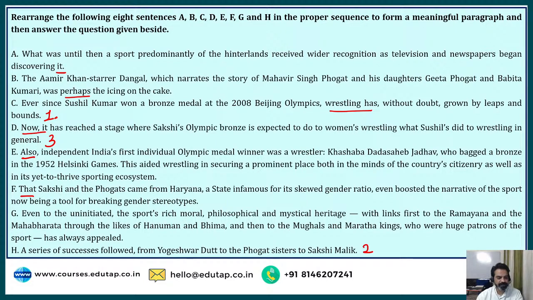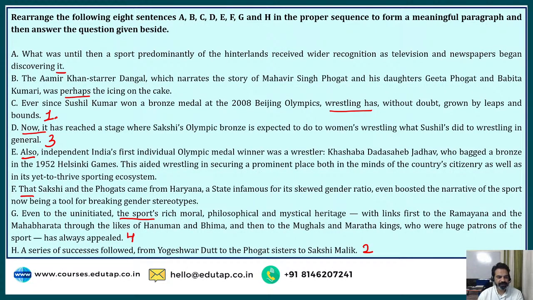Then the next sentence is: even to the uninitiated. वही जिसने ज़्यादा अभी तक स्पोर्ट्स खेला भी नहीं है. The sport he means, he is referring to wrestling now. Even to the uninitiated, the sport's rich moral, philosophical, and mystical heritage, with links first to the Ramayana and the Mahabharata, through the likes of Hanuman and Bhima, and then to the Mughals and Maratha kings who were huge patrons of the sport, has always appealed. That should be sentence number 4.